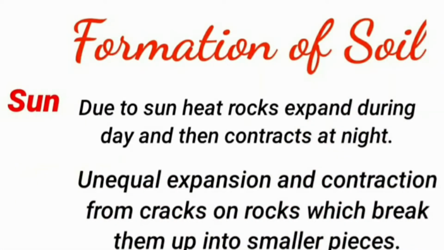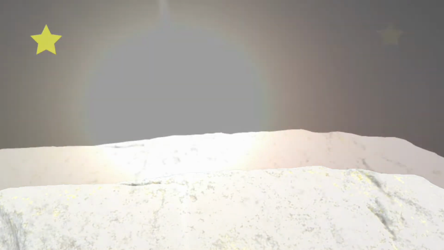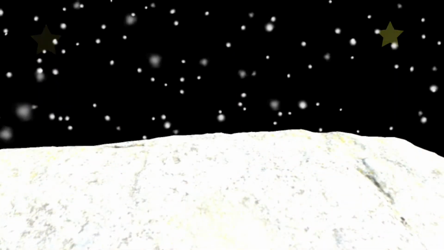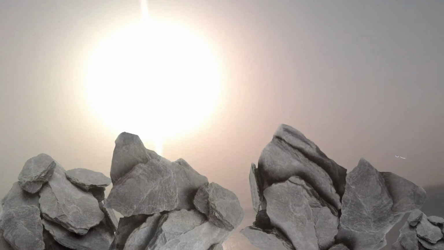What is the role of sun in the formation of soil? The sun heats up the rocks during the day so that they expand, and during night these rocks cool down and contract. Since all parts of rock do not expand and contract at the same rate, this results in the formation of cracks and ultimately the huge rocks break up into smaller pieces.